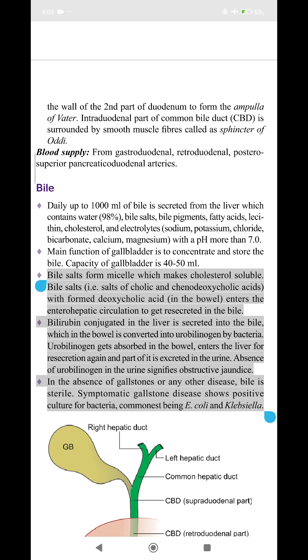Bile salts form micelles, which make cholesterol soluble. Bile salts, i.e. salts of cholic and chenodeoxycholic acids, with formed deoxycholic acid in the bowel, enter the enterohepatic circulation to get resecreted in the bile.